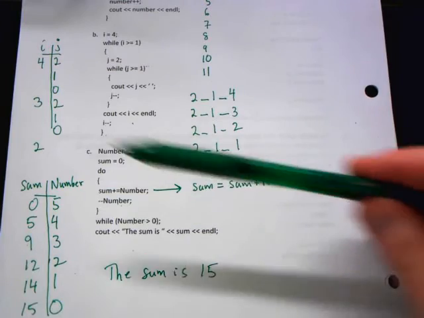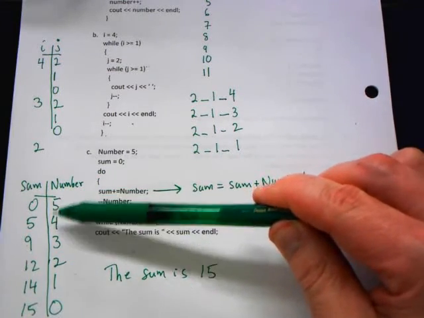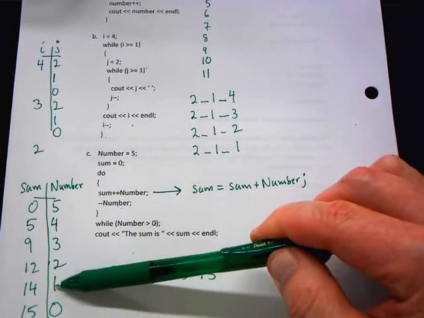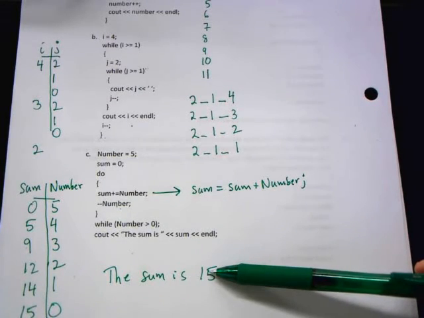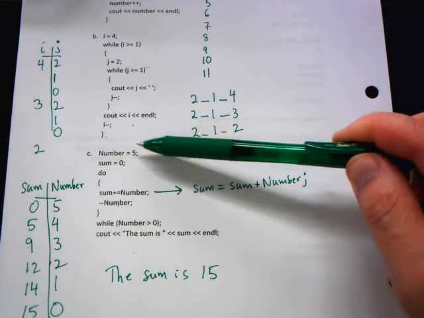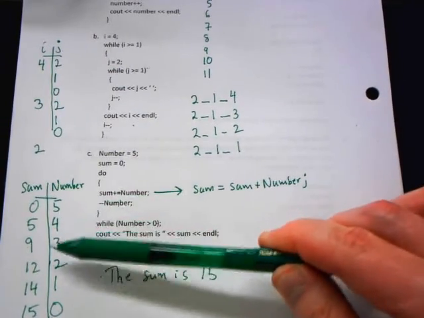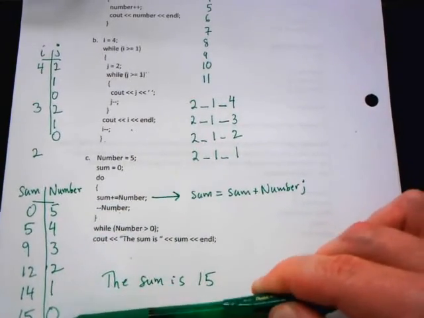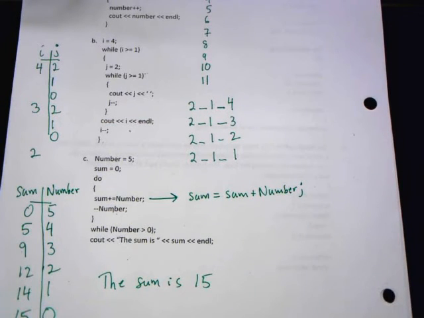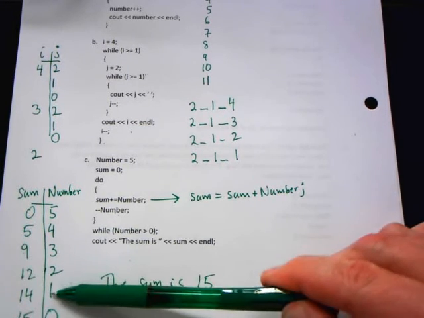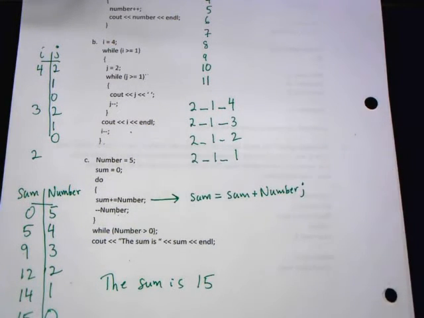So basically what this is doing is it's taking 5 plus 4 plus 3 plus 2 plus 1 and adding them all together, and that answer is 15. If I changed this to be number equals 10 at the beginning, then it would go 10 plus 9 plus 8 plus 7 plus 6 plus 5 plus 4 plus 3 plus 2 plus 1 and give me whatever that sum is. Okay? So that's all that loop is doing. It's adding all the numbers between 1 and whatever your starting number n is. Questions on that?